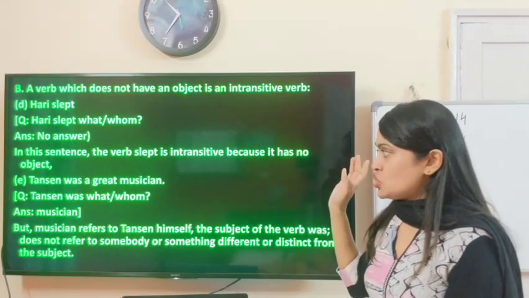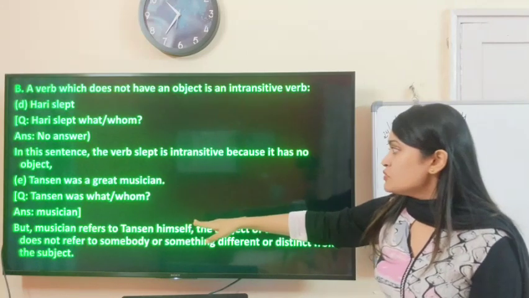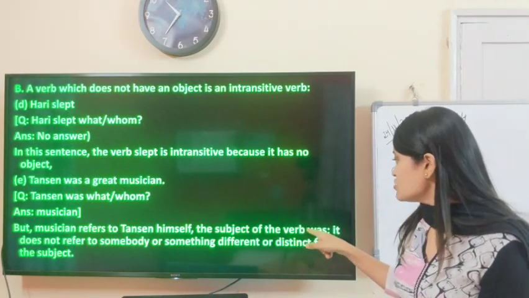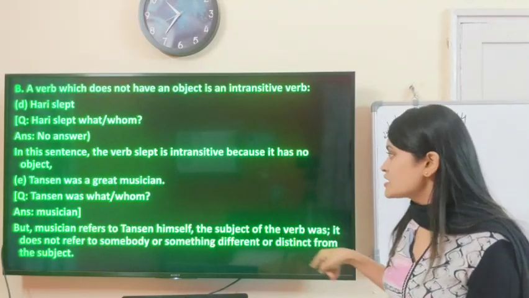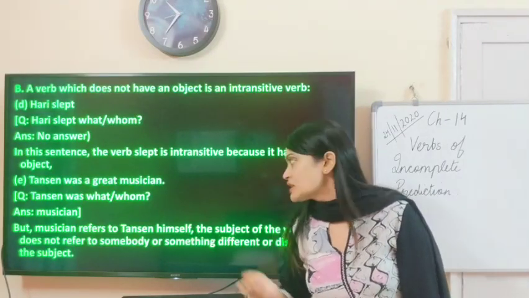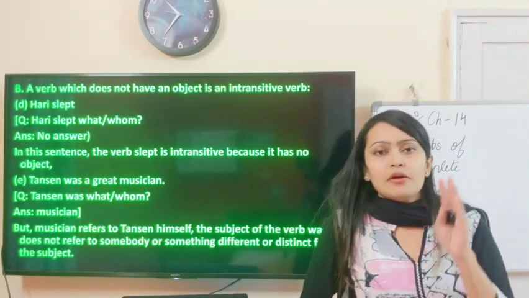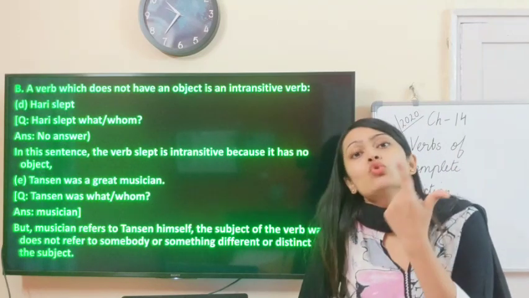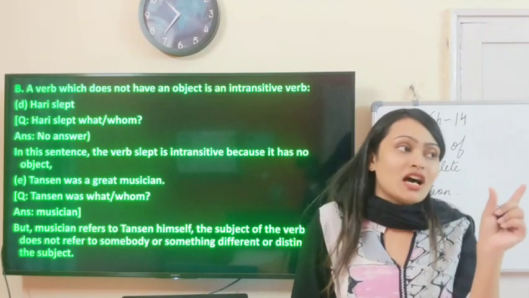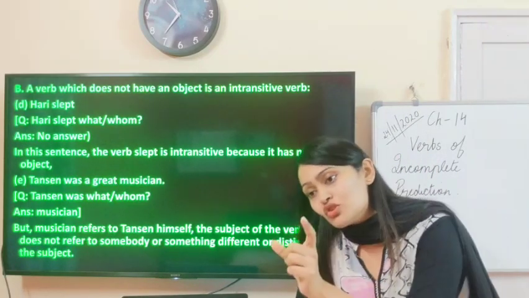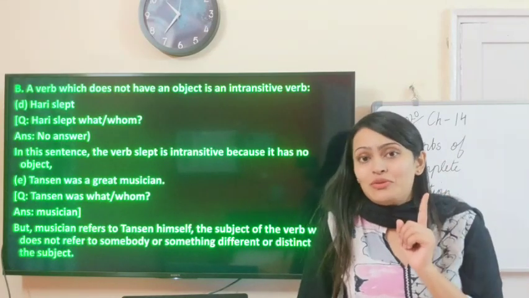Tansen was a great musician. Tansen was what? Musician. But musician refers to Tansen himself. The subject of the verb was, it does not refer to something or someone different or distinct from the subject. So that is quite clear. The musician they are talking about is Tansen himself, right? They are not telling about a new entity, a new thing. It is not telling about the girl and the flower. It is telling about Tansen, who is a musician. So the musician is being related back to Tansen. So we are not getting a new idea over here.